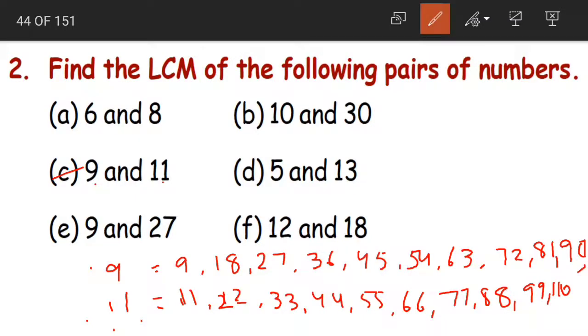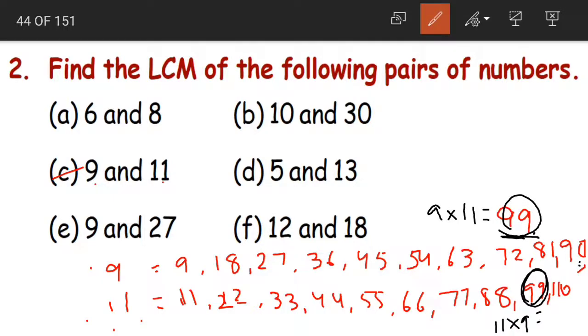So what do we have after 90? We have 9 11s are 99. Yes, that's it. We have got our least common multiple. After the 11th multiple, 9 11s are 99, and here we have 11 9s are 99. So this is our least common multiple. So LCM of 9 and 11 is 99, children.